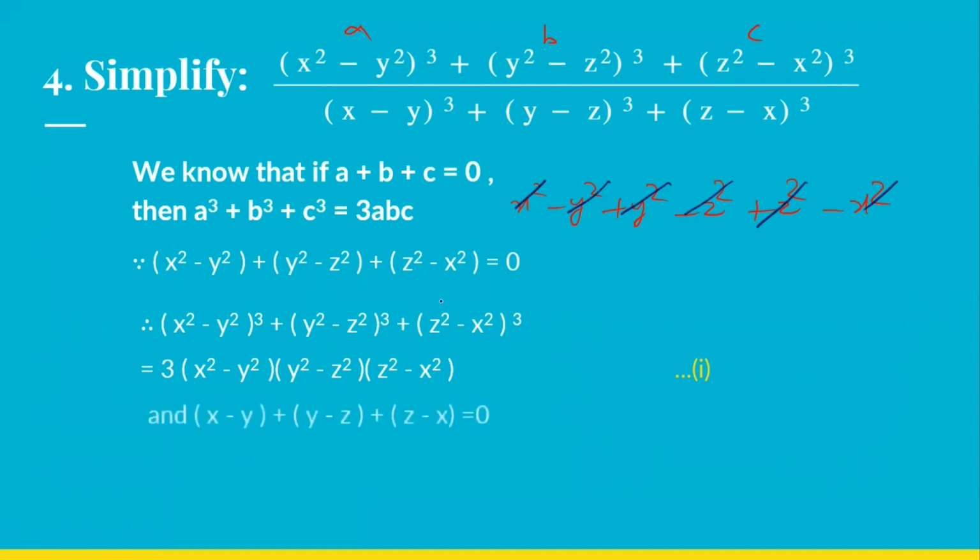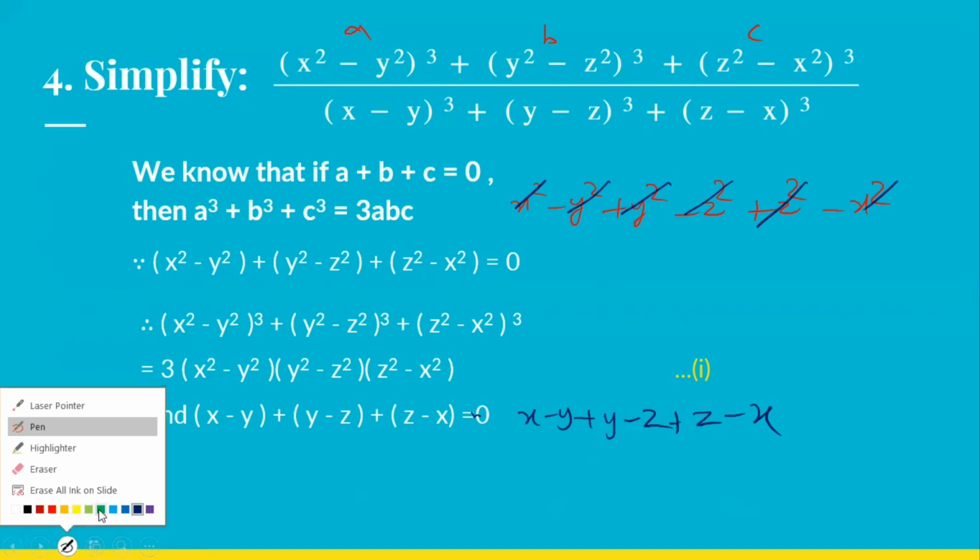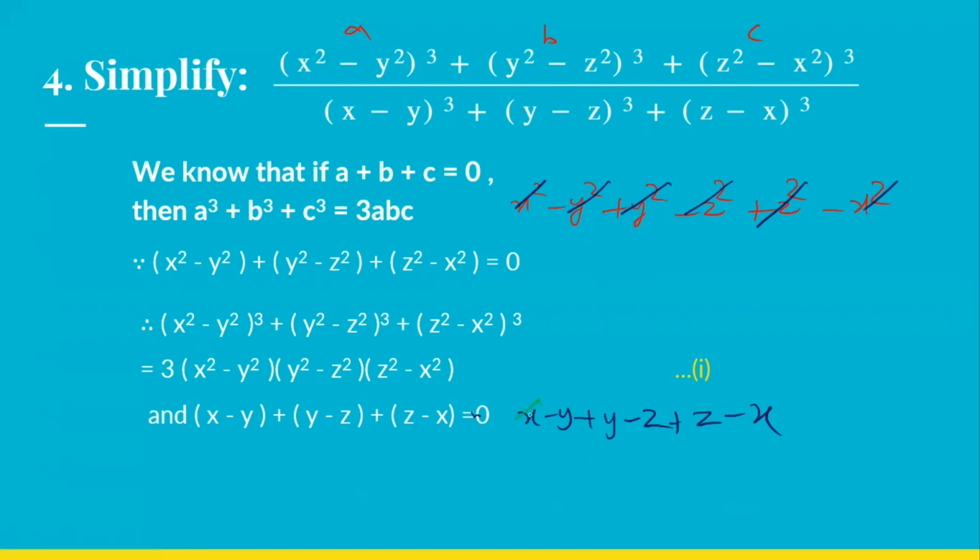For that, let us check whether a plus b plus c is equal to 0. Yes, for the denominator again, a plus b plus c is equal to 0. How? Let us expand it properly without keeping the bracket. So we have x minus y plus y minus z plus z minus x. How is this 0? Each is cancelling the other, right? So we have x and minus x, minus y plus y, minus z plus z. So for the denominator also, we get a plus b plus c is equal to 0.